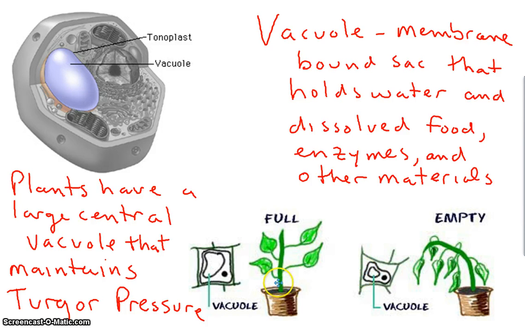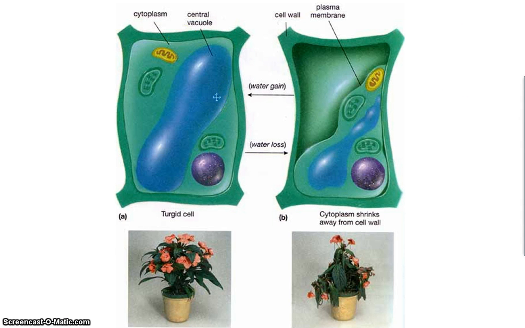If we look at the plant on the left here, we can see, hey, there's a large central vacuole. It's full of water. It's pushing out against the cell walls, and that's what we call turgid. And that plant is upright and healthy. So the next two diagrams are just going to look at turgor pressure. Again, the plant on the left looks healthy and upright. The plant on the right looks droopy and wilted.